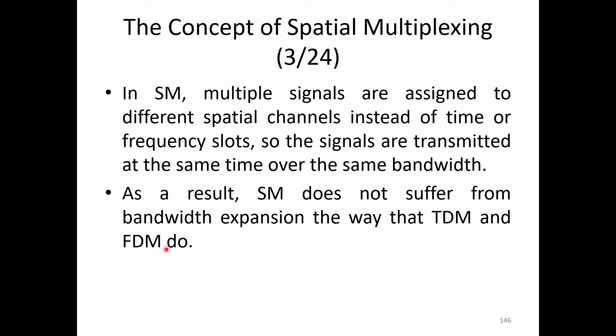And for FDM, for example, I have one data stream to be transmitted, and I need a bandwidth of 10 megahertz. However, if I want to transmit 10 data streams at the same time, then I will need 10 times 10, which is equal to 100 megahertz bandwidth. So the FDM also suffers from the bandwidth expansion of 10 times.